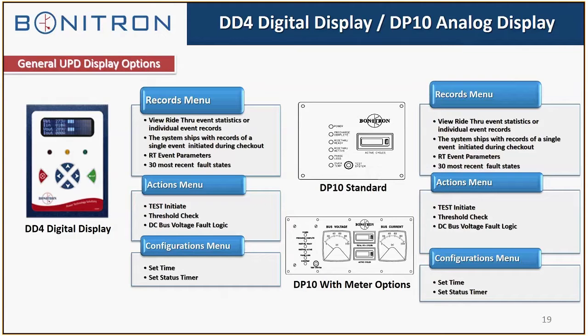It doesn't indicate power factor or anything like that, but it will tell you when you have a ride-through event, what the voltage was and how long your ride-through event was, and it will log that. You can look at ride-through event records from the factory all the way up until real time, or you can set it to look at a time period. It will also record the 30 most recent fault states. There's a test initiate feature to where you can test the ride-through online.